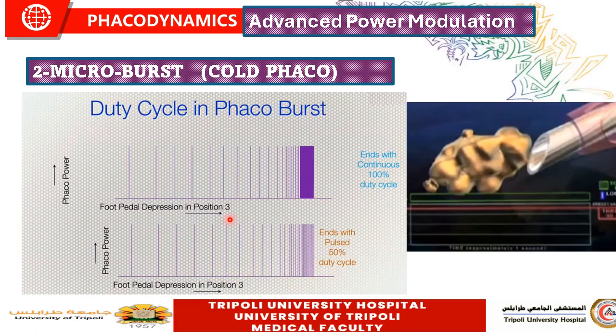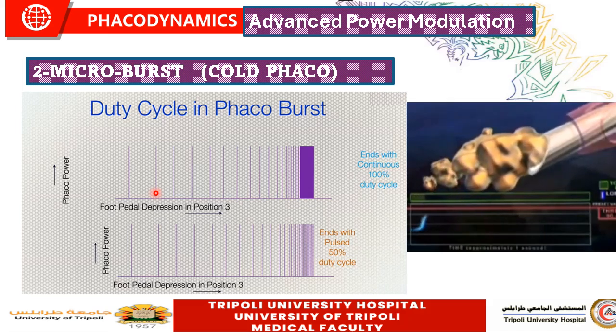For example, you can see here, this is the burst mode. The more you step down in position 3, the duration between pulses will be shortened, so that by the end it becomes a continuous pulse. The power of these pulses is already predetermined in the panel of the phaco before you step down the foot pedal, and you can also determine the duration of each pulse. In the microburst mode, we can deliver bursts of up to 4 milliseconds per burst. In the traditional burst, it was up to 30 milliseconds.